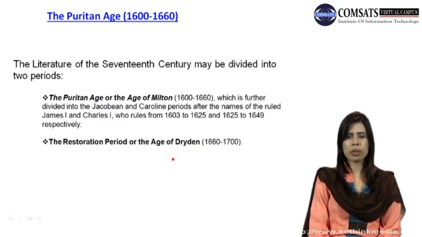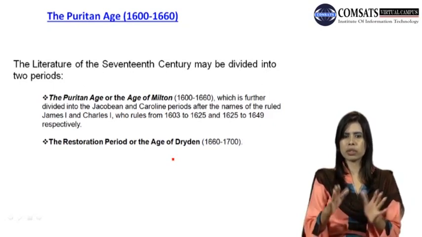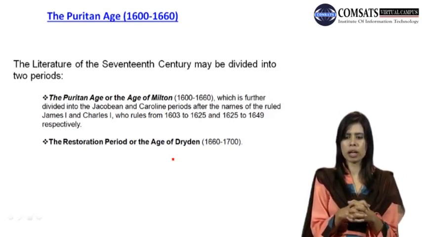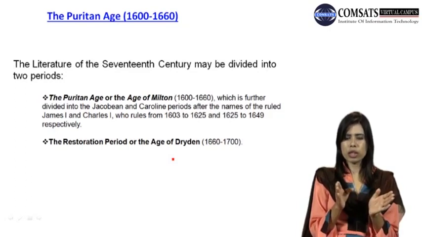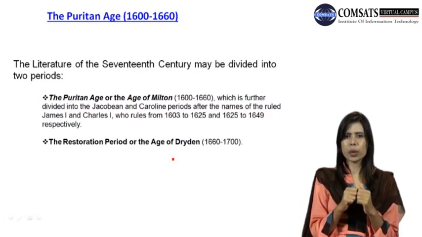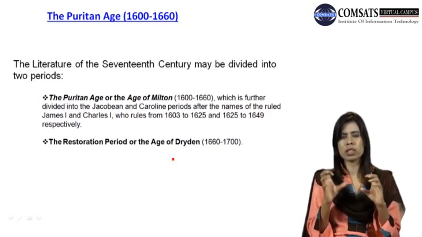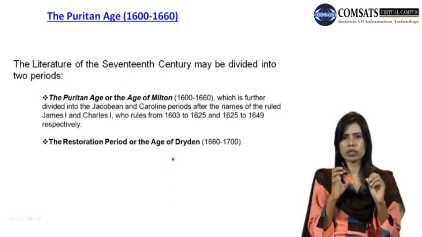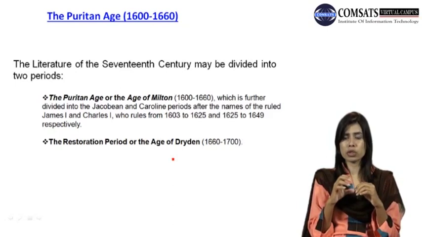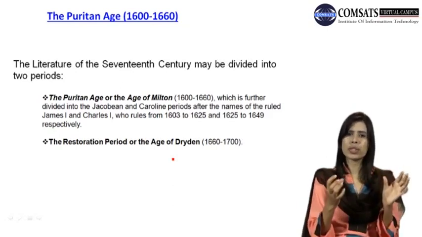First of all, we will talk about the Puritan age, also known as the age of Milton, and it is further divided into the Jacobean and Caroline periods after the names of the rulers James I and Charles I. James I ruled over England from 1603 to 1625 and Charles I ruled from 1625 to 1649. Here you can see that the political figures are very important in the history of English literature. We'll focus on that as well, because literature is a reflection of society.